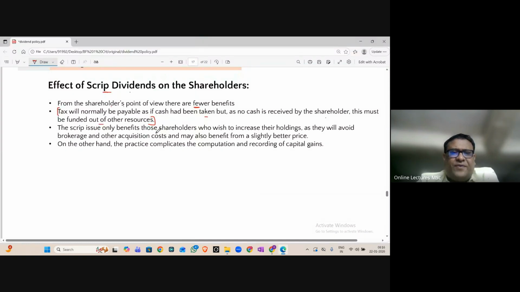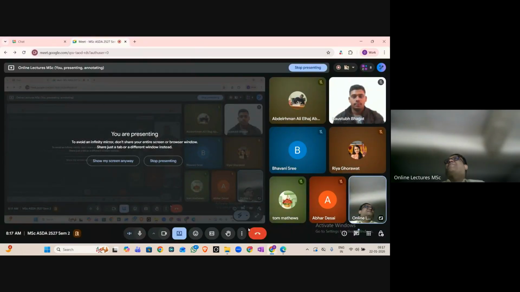Scrip issue only benefits those shareholders who wish to increase their holdings, as they will avoid brokerage and other transaction costs, and also might get the benefit of a slightly better price. On the other hand, this practice complicates the calculation of tax and certain data, like for calculation of capital gain, the price. In some jurisdictions they take bonus shares cost as 0. So it creates complications about which method to follow, FIFO or LIFO, for income tax. So ideally, bonus creates trouble for calculation of tax implications.